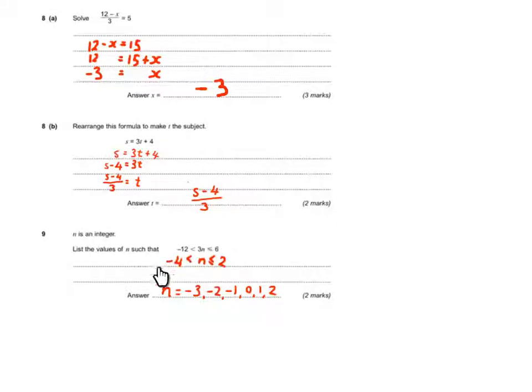So that means that if n can be any whole number, any integer in that range, n can be minus 3 or minus 2 or minus 1 or 0 or 1 or 2. It's allowed to be 2 because this sign says less than or equal to, but it's not allowed to be minus 4 because we don't have an or equal to on this sign here.